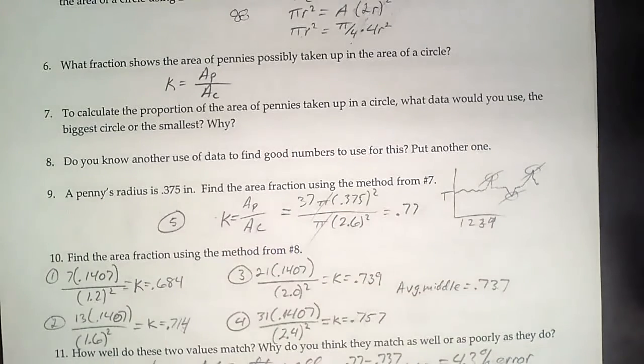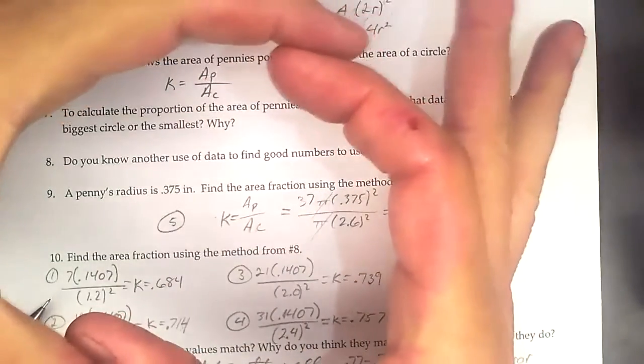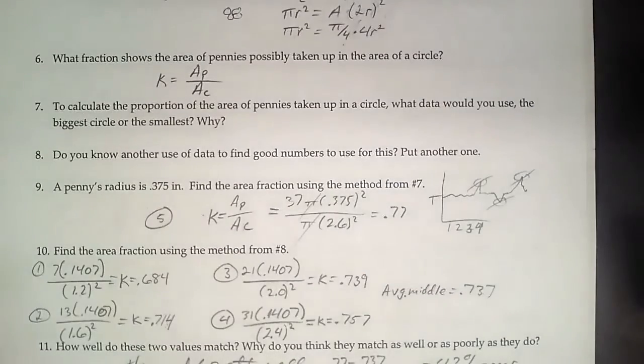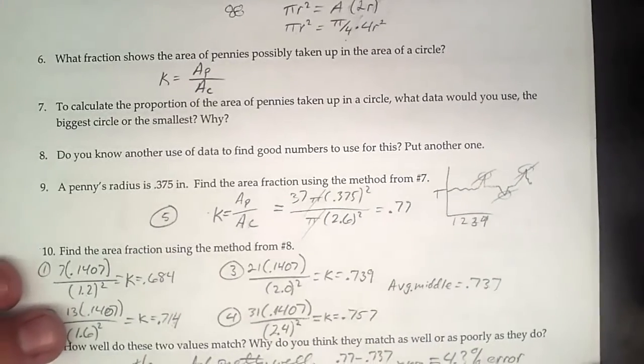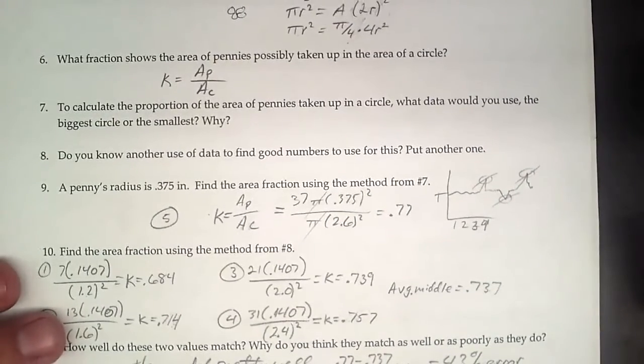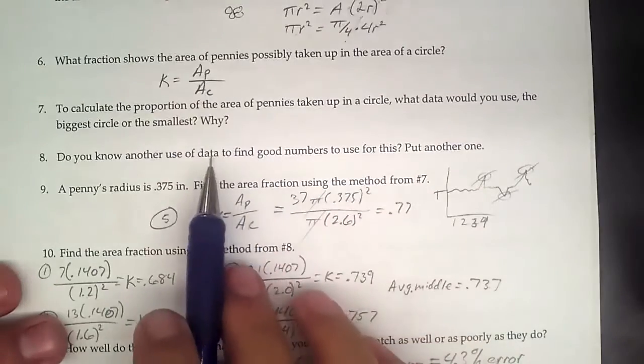That's not much percent error, is it? If you have a circle just this big and you fill it with pennies and you're off by 1 penny, your percentage that you were off by is much higher. So the bigger the circle gets, presumably the less percent error we have. So that's why I'm going to choose the biggest circle.